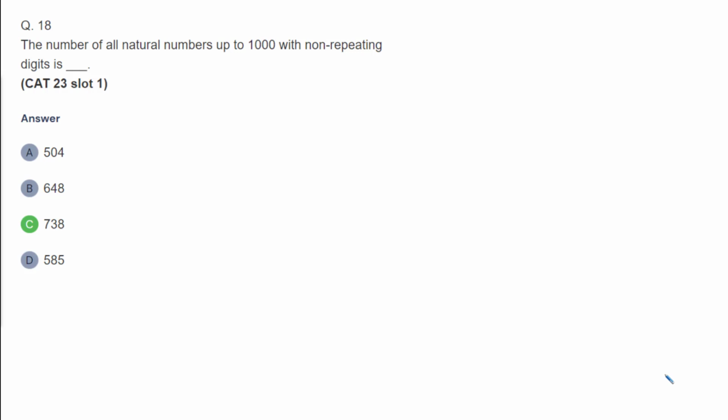Question number 18 from CAT 2023 slot 1. The number of all natural numbers up to 1000 with non-repeating digits. So up to 1000, what do we need to do? We need to categorize these numbers, starting with 1-digit numbers. How many 1-digit numbers are having non-repeating digits? That is 9. 1, 2, 3, 4, 5, 6, 7, 8, 9. These are the 1-digit numbers in which the digit is not repeated.